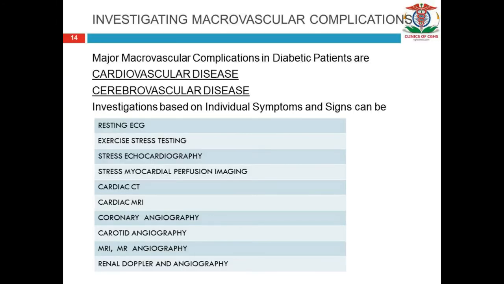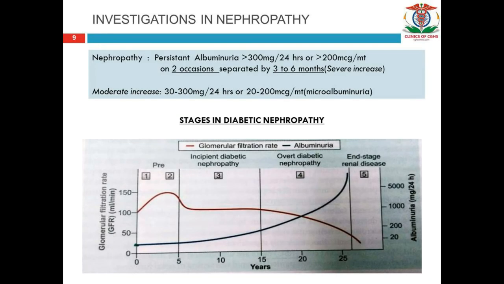Now the complications of diabetes. Diabetes has various complications: nephropathy, retinopathy, neuropathy, macrovascular complications, so all of them have to be dealt with. Patients of nephropathy have to be picked up in the early stages of nephropathy. We know the stages of nephropathy, CKD 1, 2, 3, 4, 5 stages depending on eGFR. I have not written them down here, but they can be seen in this map.